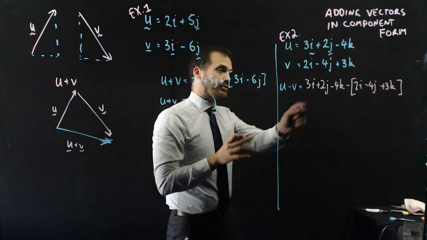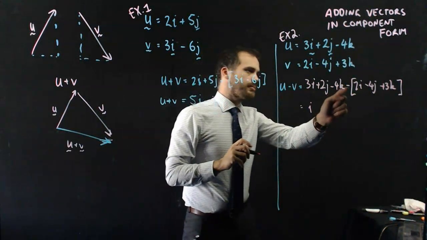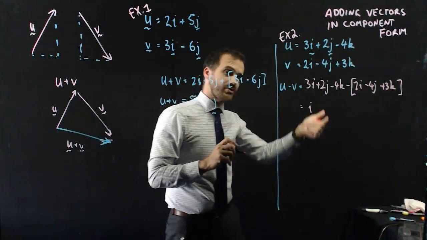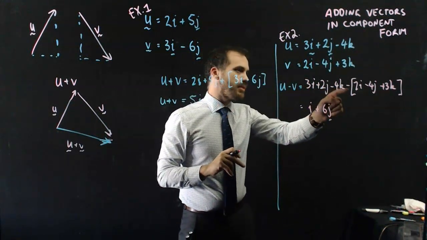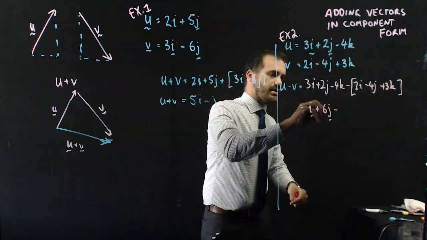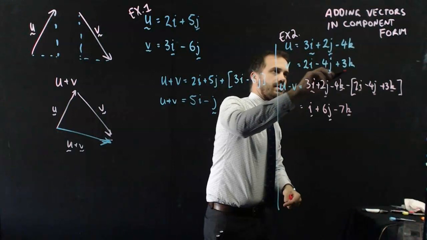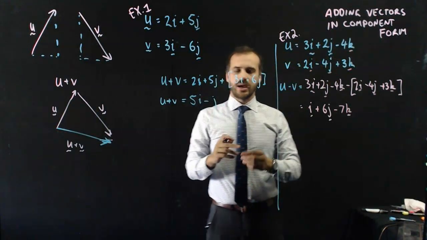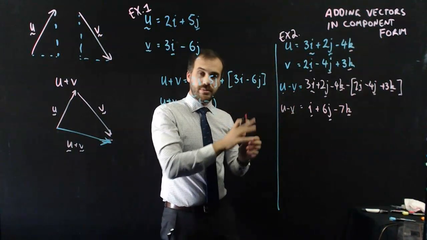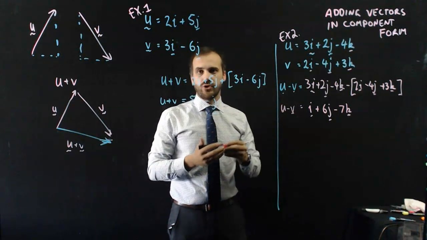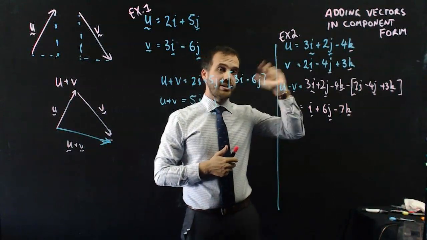Okay, and then you just need to be really careful. 3i minus 2i is i. 2j minus negative 4j is 2j plus 4j, which is 6j. And negative 4k minus 3k is negative 7k. I really should have all these little guys down here, just being a bit lazy. There we have u minus v working in 3 dimensions, not just 2 dimensions. And we could scale up to 4, 5, or 6 dimensions, whatever we like. That is adding vectors in component form.